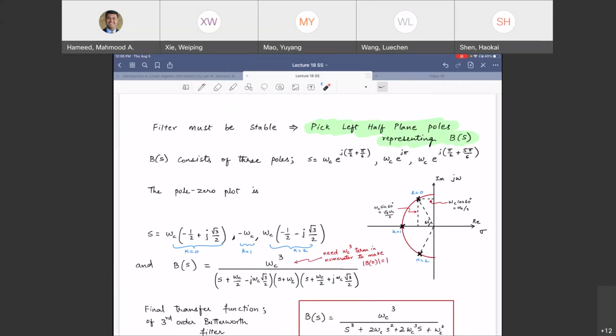I'm sure you guys can do that. So to essentially fill out the pole zero plot, what is the pole zero plot? It has 3 poles, 1, 2, and 3, corresponding to k is 0, 1, and 2.